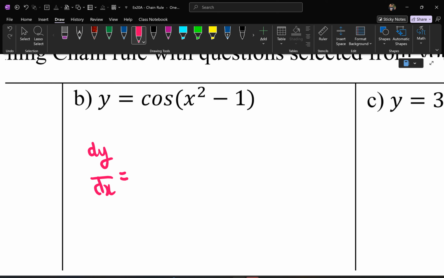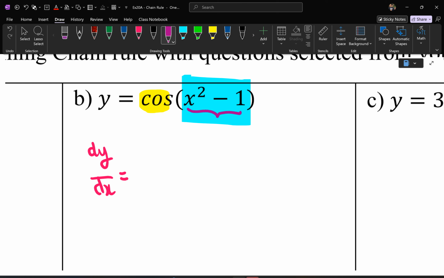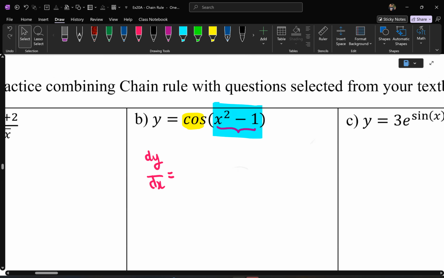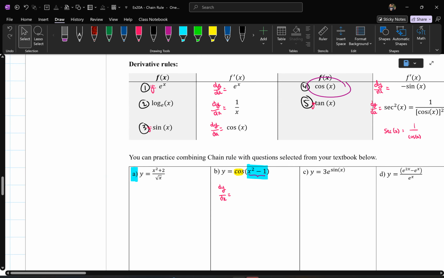So instead of doing first principles, they've given you a rule, but you've got 7 of them. Which one would you use first? What's your first inkling? There is a part of a power rule in here, but if you look at the entire function, it starts off with cos. That's a cos function. You have a quadratic function, so a power function within a cos function. So which rule should you be using? You should be using this one right here, number 4.